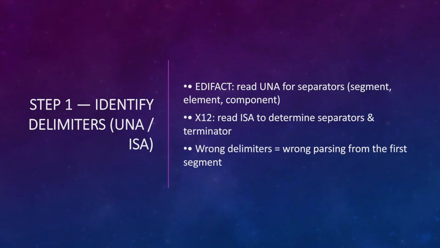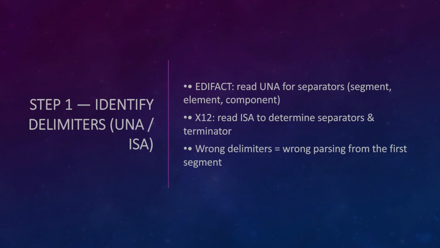The first validation step is identifying delimiters. In EDIFACT, the UNA segment defines separators for segments, elements, and composites. In X12, this information comes from the ISA segment. If delimiters are wrong, the entire message will be parsed incorrectly from the very first segment.